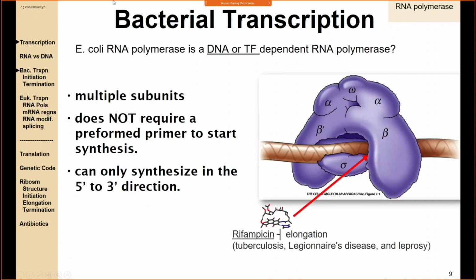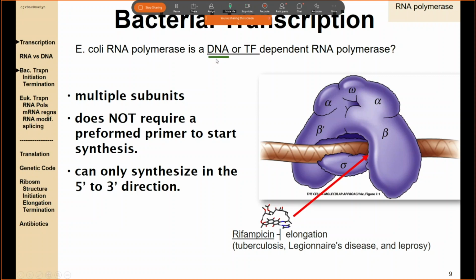Okay, so we're going to start off with bacteria because it's simpler, and then we'll go over to eukaryotes. So basically, bacteria are primed to make the RNA. There's an RNA polymerase. E. coli have this RNA polymerase, and I'm asking you, do you think it's DNA or transcription factor dependent?